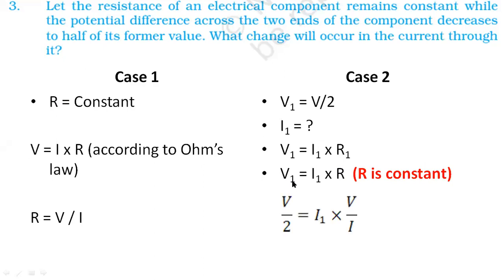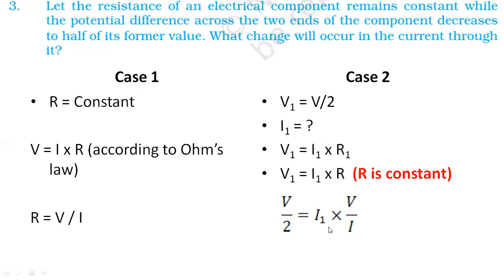Now let us substitute the values of V1 and I1. V1 value is given in the question only, that is V by 2. So I have put V by 2. What about I1? I1 we have to find. And R value we can get from our case 1. ठीक है, R is equal to V by I. So I have put all the values. V by 2 is equal to I1 into R value, which is V by I.